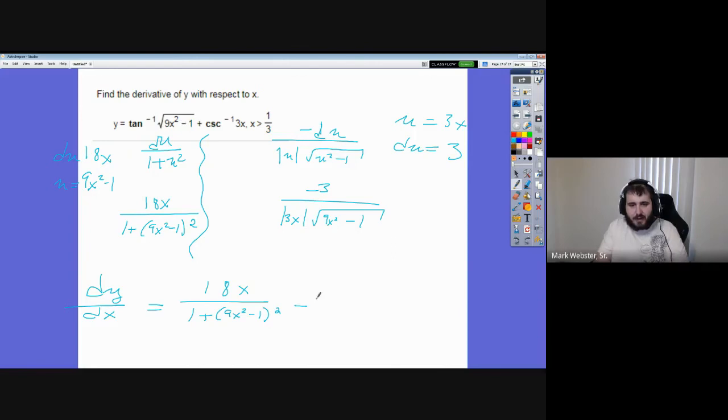And let's make that a minus sign since this is minus. 3x, that's the absolute value. Try that again, make it look better. 3x times the square root of 9x squared minus 1. Yeah. And that's all.